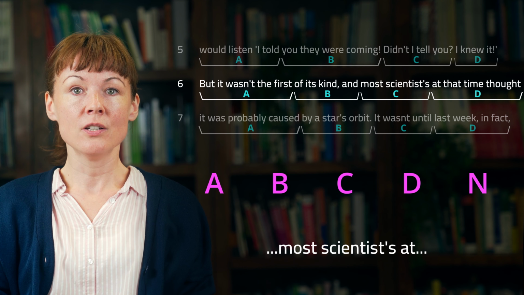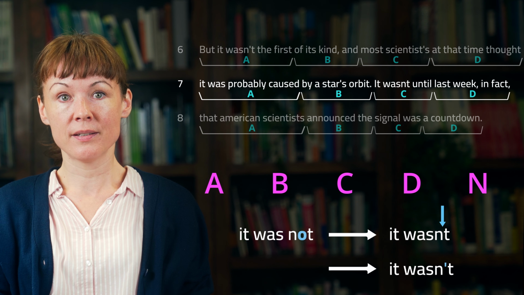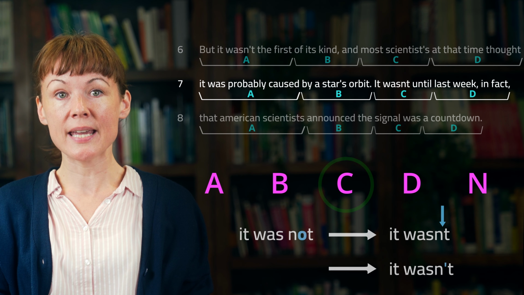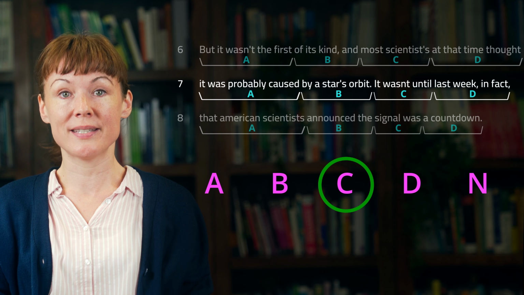Next, on line 7, we notice a contraction. Instead of saying, "it was not," the writer has said, "it wasn't." Except, with a contraction, we need to use an apostrophe where some of the letters are missing. The O from not is missing from wasn't, so we need to put an apostrophe there. This is missing, so the mistake is once again in box C.